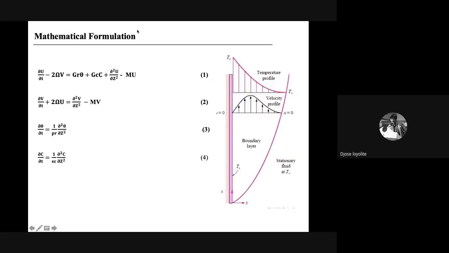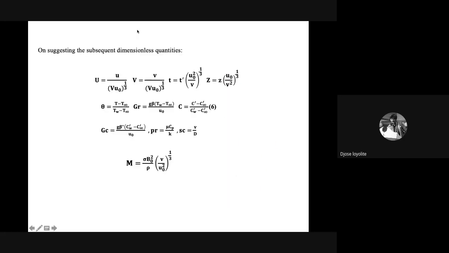And this is my mathematical formulation. The first two equations are my reduced partial differential equations. The first two equations talk about the velocity profile, the third equation is the temperature equation, and the fourth equation is the concentration equation. On introducing dimensionless quantities, here we have three main non-dimensional quantities, that is the Prandtl number. The Prandtl number is the ratio of momentum diffusivity to thermal diffusivity, and the Prandtl number is a measure of the relative thickness of the velocity and thermal boundary layers.